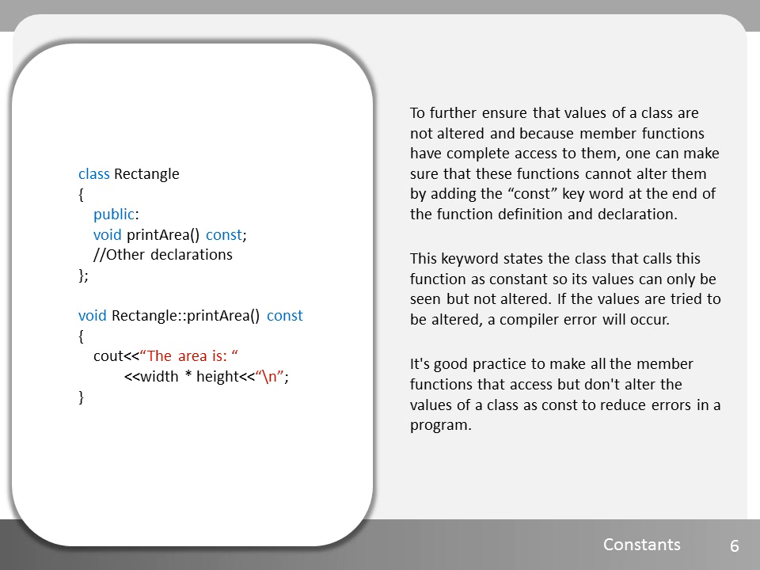This keyword states the object that calls this function as constant, so its values can only be seen but not altered. If the values are tried to be altered, a compiler error will occur. For example, here we've modified the printArea function to only allow it to see the rectangle's attributes. This function does not have any statements that alter the values of the object's attributes, but if by mistake one was written, a compiler error would occur indicating that an attribute was accessed without permission. It's good practice to make all the member functions that access but don't alter the values of a class const to reduce errors in a program.